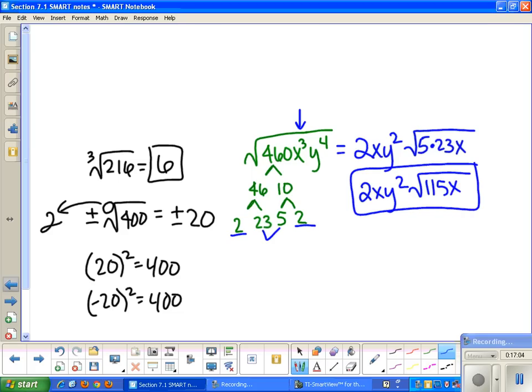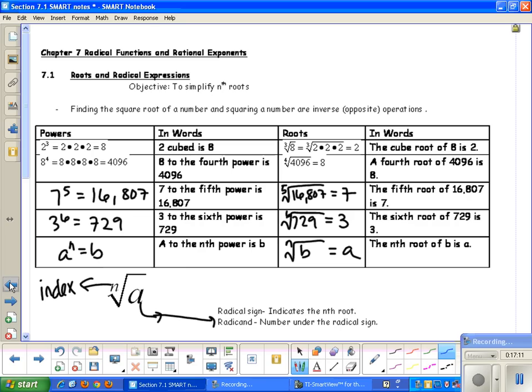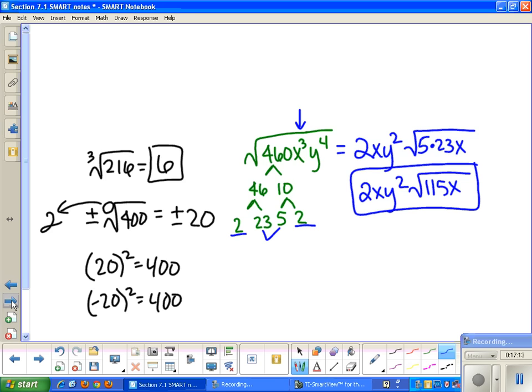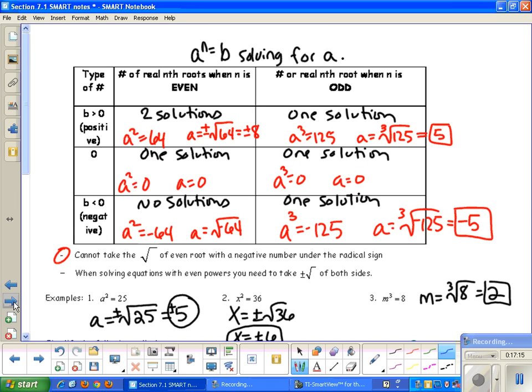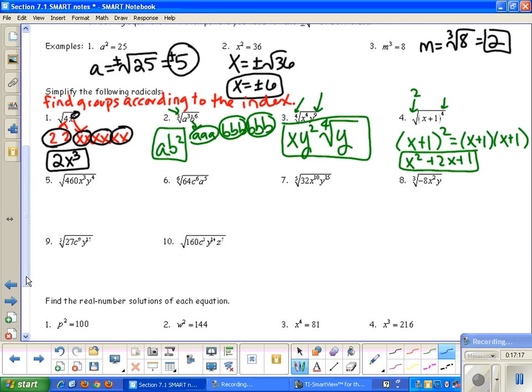Now again, you didn't have to break down 460 like that, but I just find it easier. So then going back to our page, we just said that this one was 2xy squared, the square root of 115x.